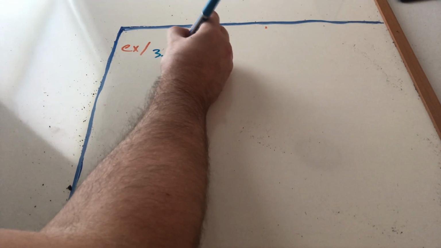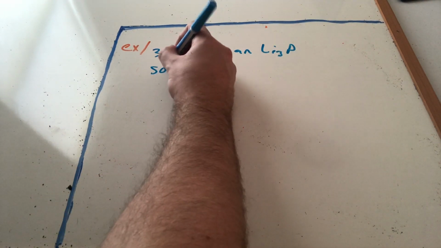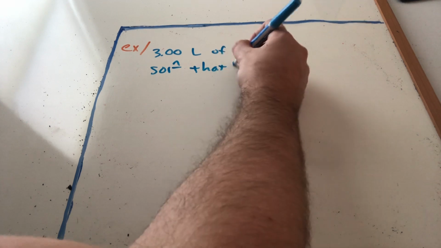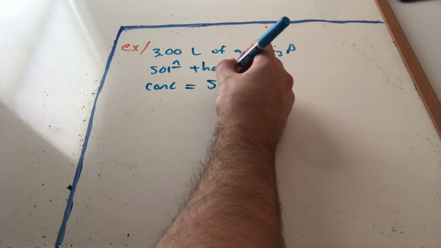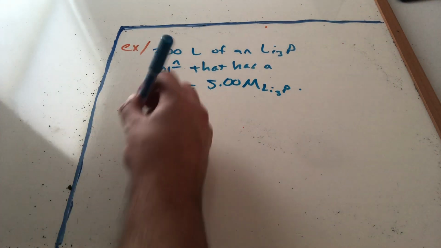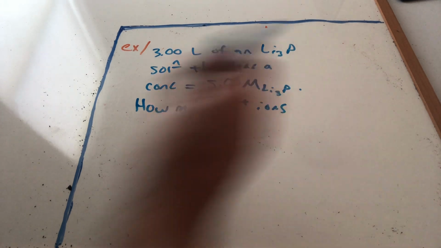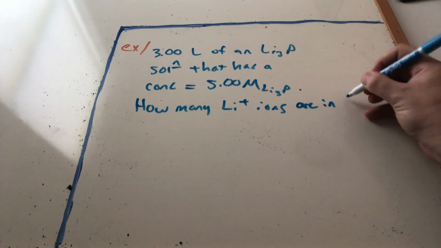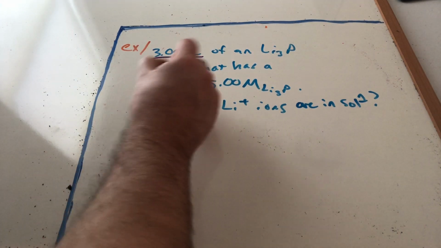You have 3.00 liters of an Li3P solution that has a concentration that's equal to 5.00 molar Li3P. How many Li plus ions are in solution? How many Li plus ions are in solution? So it looks like we're told to analyze something. We're asked to analyze 3 liters of solution.